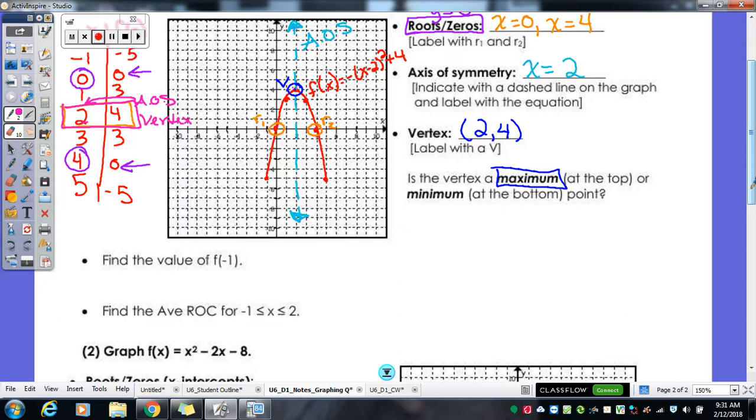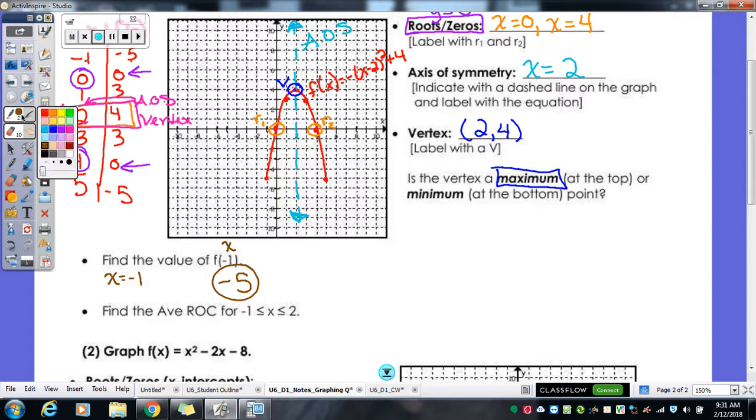Okay, so they want us to find the value of f(-1). So remember, we always have an x in there. What we're trying to find is the y value when x equals -1. So if we go to our table where x is -1, what is our y value? -5. Again, that's just something from our functions unit.